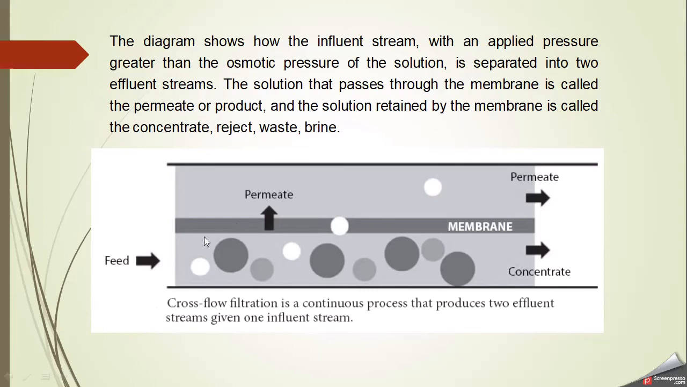This is basically the reverse osmosis phenomenon, similar to the diagram shown in the beginning or in the previous video. The solution that passes through the membrane is called the permeate or product, as I already described, and the solution retained by the membrane is called concentrate or reject. This is cross flow filtration, and this is used in the reverse osmosis process.